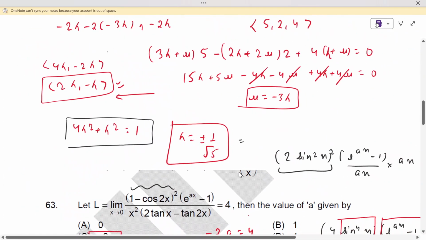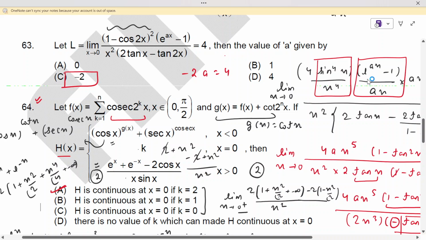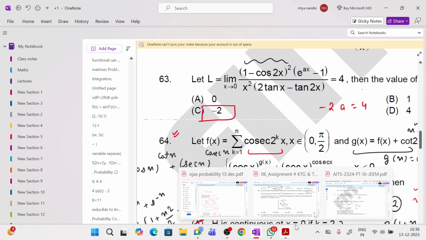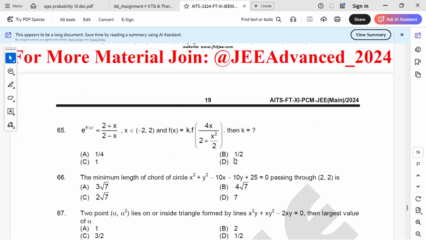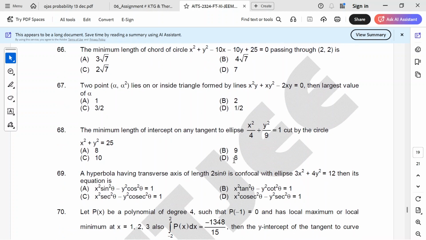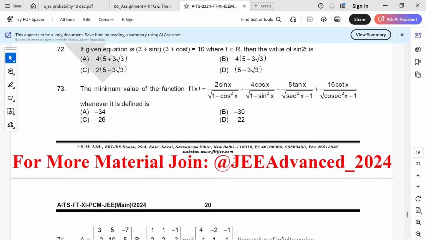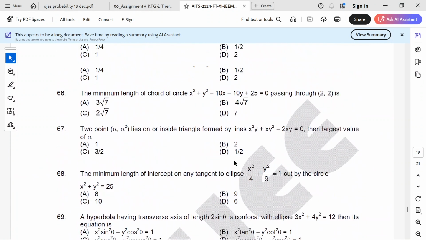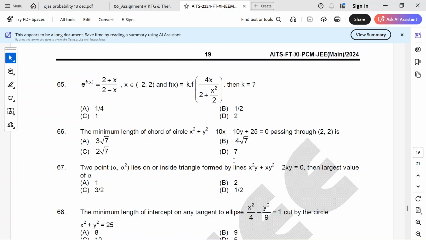So till now we have discussed 3 questions. Okay, let's move ahead. Now just focus on the next one. Okay, let us just line it up.